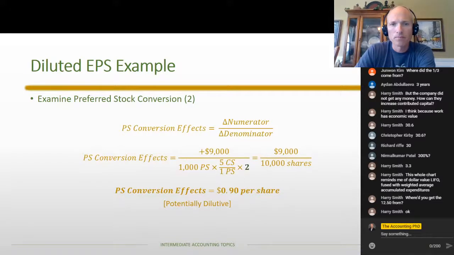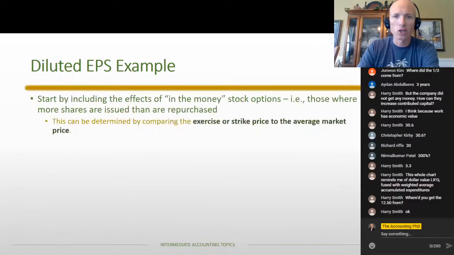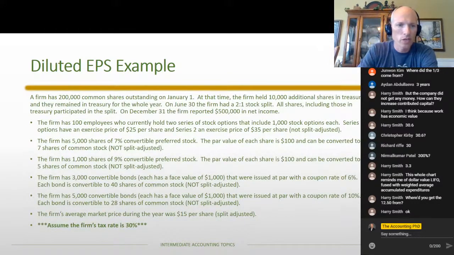So now with the bond conversion, a lot going on, so I need to walk you through each, and we're going to go all the way back and look at the terms of the bond. This is the fourth bullet. The firm has 3,000 convertible bonds. Each has a face value of $1,000 that were issued at par with a coupon rate of 6%. And each bond is convertible to 40 shares of common stock, and this is not split adjusted. So 3,000 bonds, 6%, 40, all that kind of stuff. You have similar information for the next one that we'll be using.